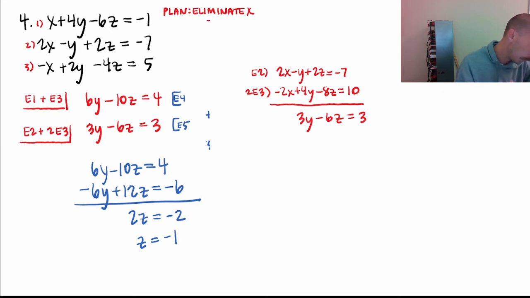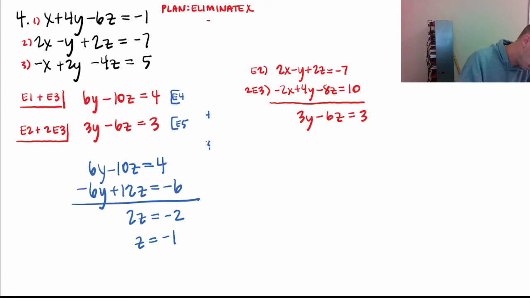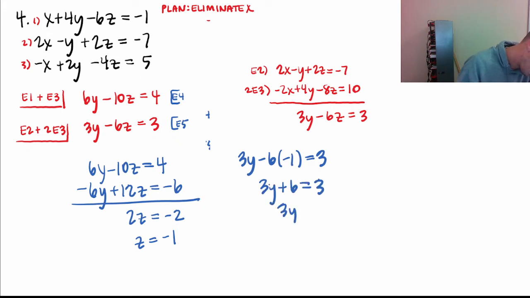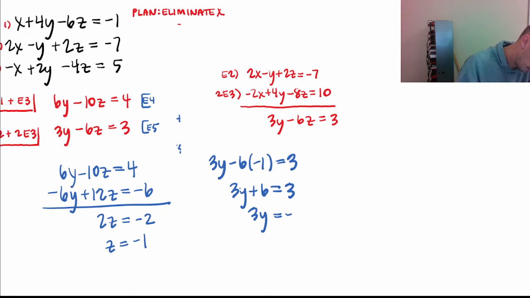Then I'll go back to one of the equations in my 2 by 2, maybe 3y minus 6z equals 3. So 3y minus 6 times z equals 3. So 3y plus 6 is equal to 3. I'm going to subtract 6 from both sides.